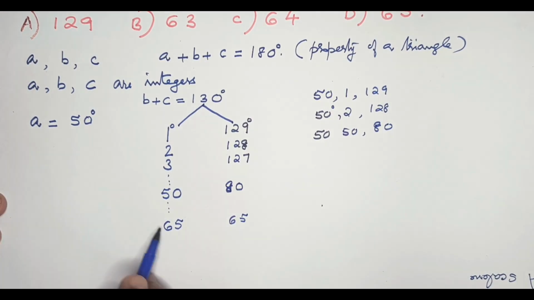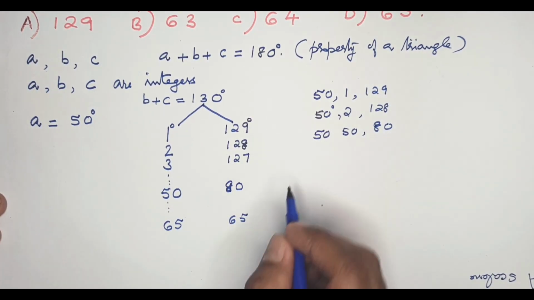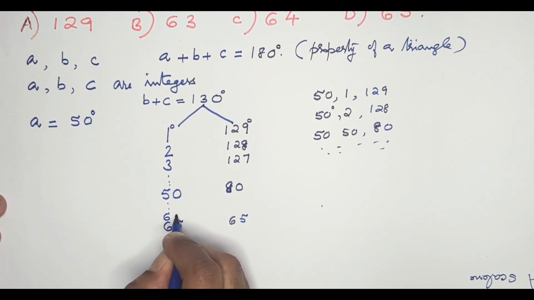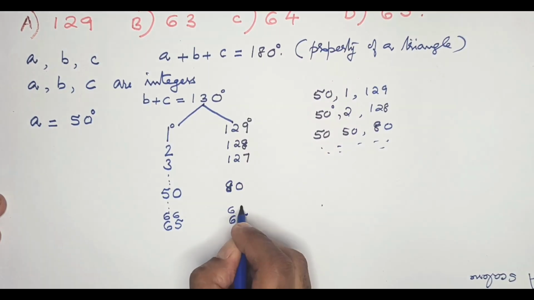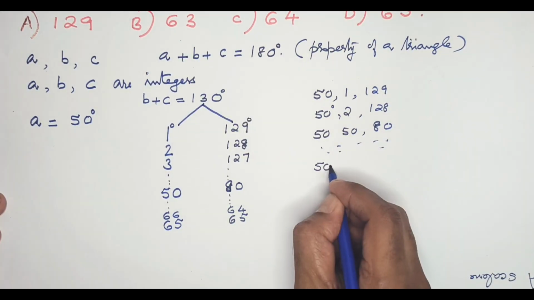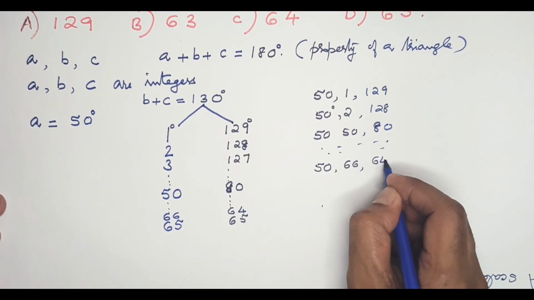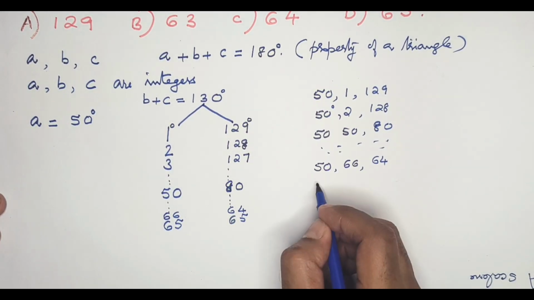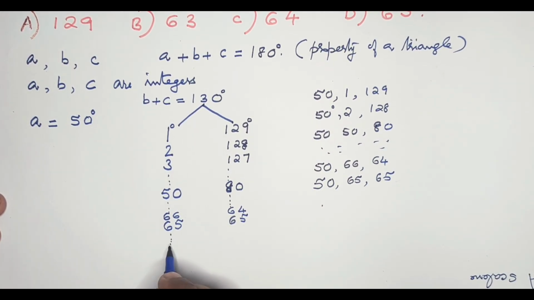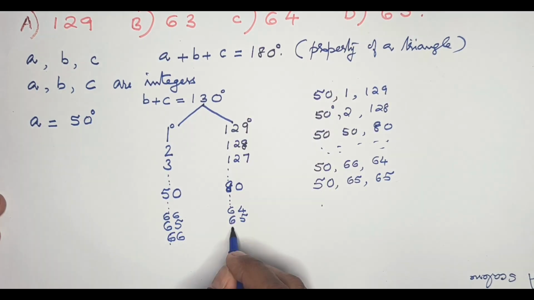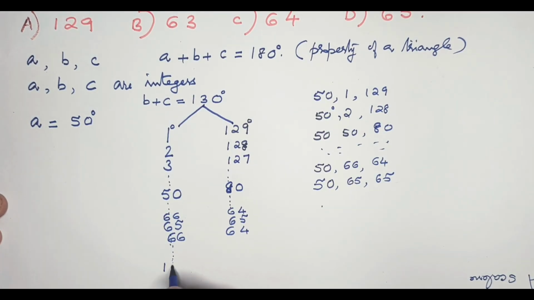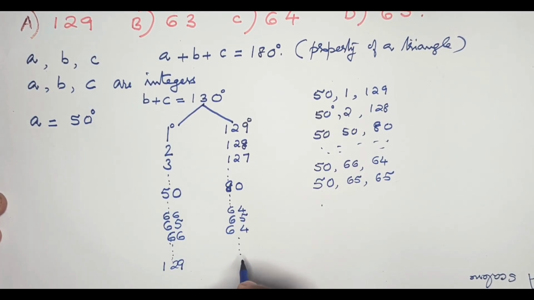So, look at the sum of all these. 50, 65, 65, 180. And before that, this will be 66 and this will be 64. So, if I write a combination corresponding to these two, you have 50 degrees, 66, 64. And corresponding to this one, 50, 65, 65. And it will go on like this. See, this will be 66, this will be 64. And finally, what do you end with? It will go up to 129. And this will go down to 1.